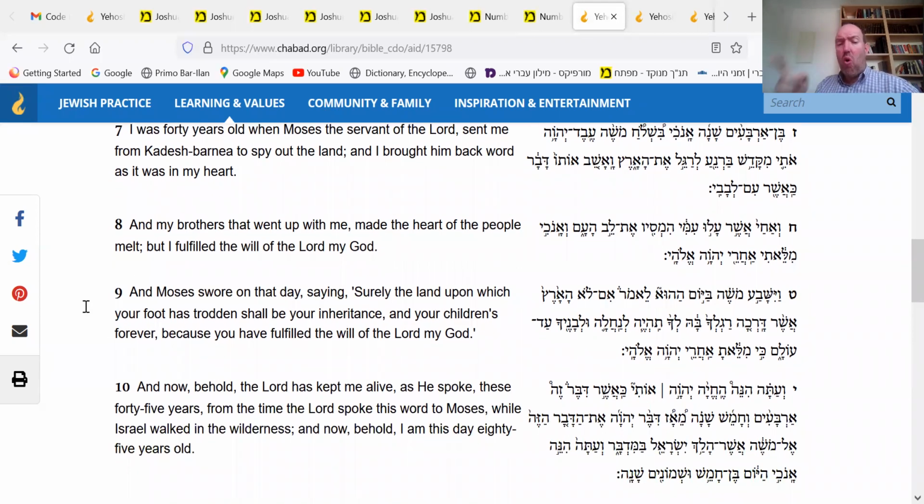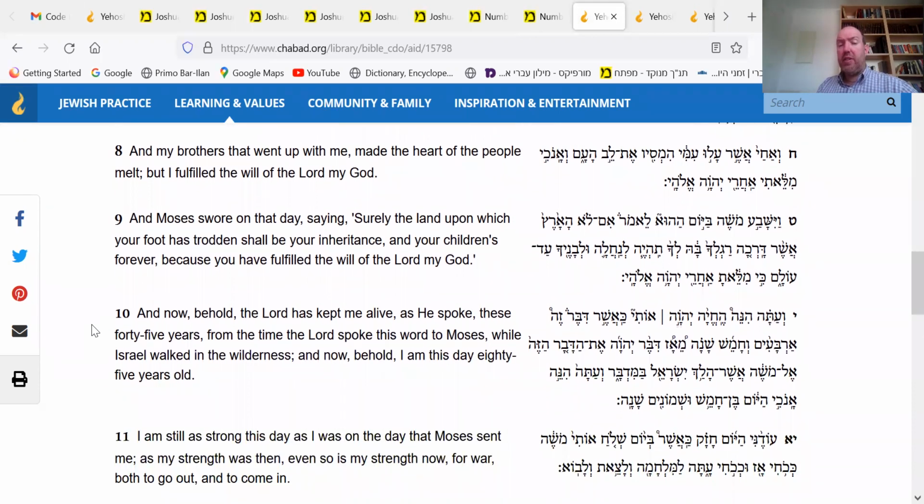"And Moses swore on that day, saying, surely the land upon which your foot has trodden shall be your inheritance and your children's forever, because you have fulfilled the will of the Lord my God." So he reminds them of the promise that Moses made, that the land you went to spy, you will receive as an inheritance. "And now behold, the Lord has kept me alive as he spoke these 45 years from the time the Lord spoke this word to Moses, while Israel walked in the wilderness.